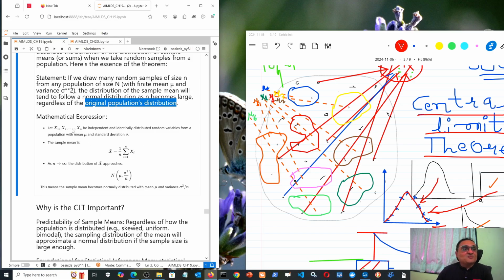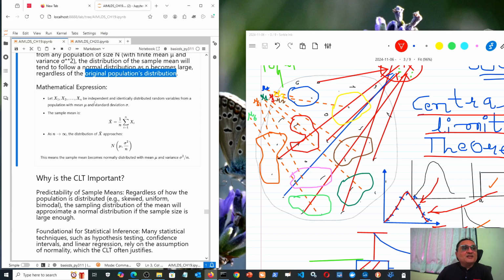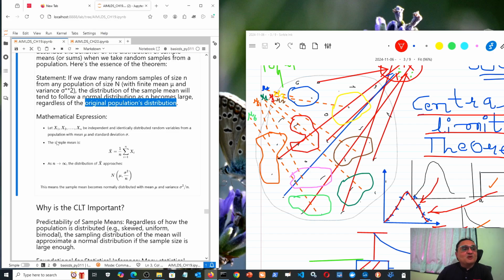This is the mathematical expression of it. Let x1, x2 up to xn be independent and identically distributed random variables from a population with mean mu and standard deviation sigma. This mu, which I have written, should be finite, and the variance is sigma square. So sigma is the standard deviation. Those two are the quantities which are related to the entire population.